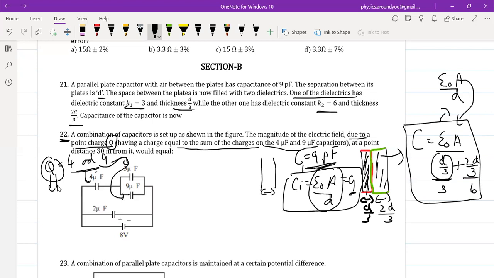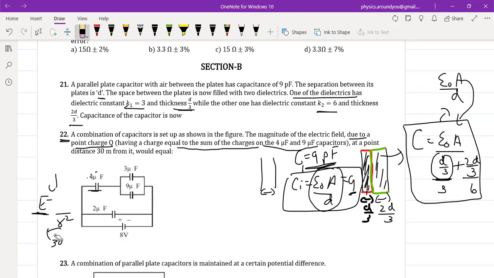If I find these charges, I would have found Q. After finding Q, what should I do? I should find the electric field at a distance of 30 meters from it. In other words, I should use E equal to KQ by R square. R is 30 given, and then find the electric field. So how to find this Q? This Q is nothing but the sum of the charges on 4 and 9. So somehow if I find the charges on these two, then I would have found Q, then I put E equal to KQ by R square from electric charges and fields, and arrive at the answer. How would I find charges on 4 and 9? This is what we'll be looking at now, again in the most time economical approach.